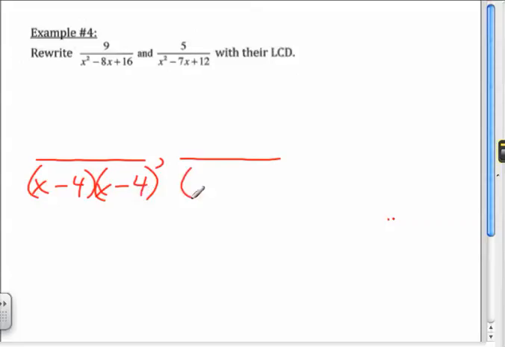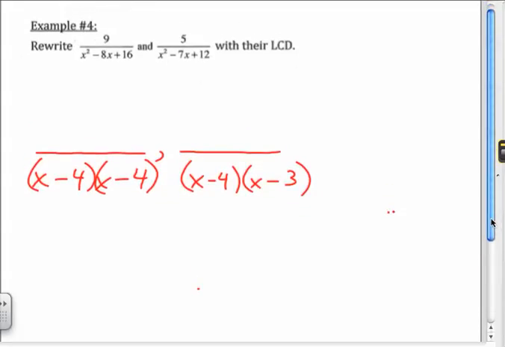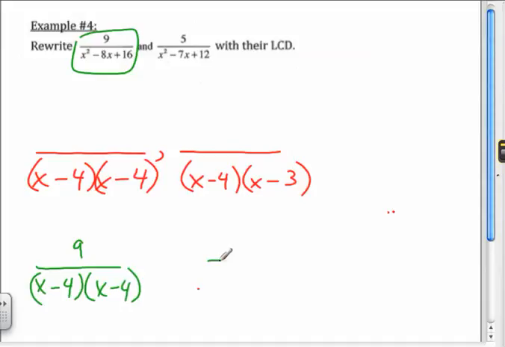The same thing happens with this other denominator. It's going to be x and x, okay? And it's going to be minus 4 minus 3, okay? Now, I'm going to do something that I had started doing on this other video that I erased. I'm going to take this first fraction and say that that is now 9 over x minus 4 times x minus 4, and it's going to equal something that has the common denominator.